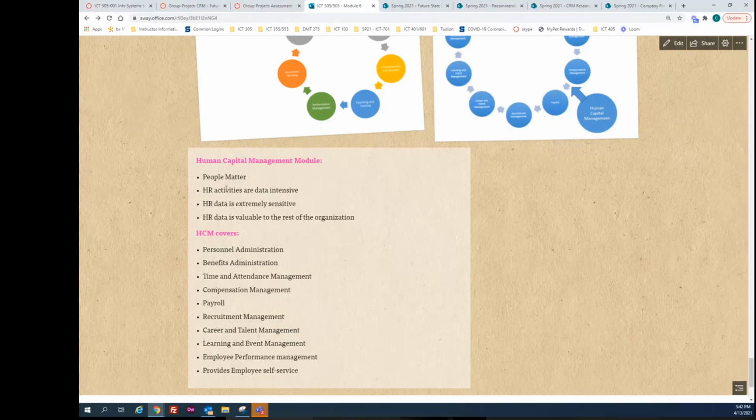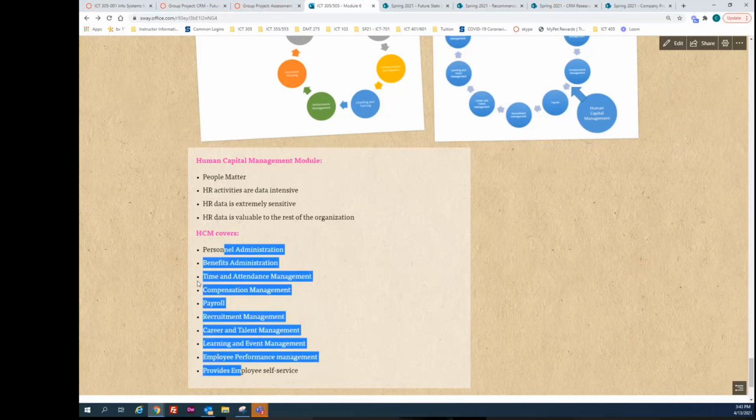So why is this part important? Number one, people matter. Your employees matter. I know that there are companies out there that kind of act like this isn't a thing, but your people do matter. And the better companies are at this, the longer you are going to be able to retain and recruit that talent for your company. HR activities are data intensive and they're extremely sensitive.